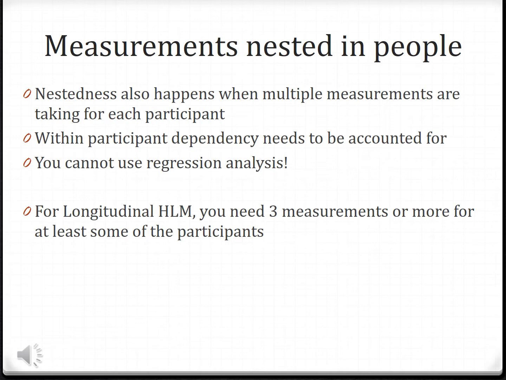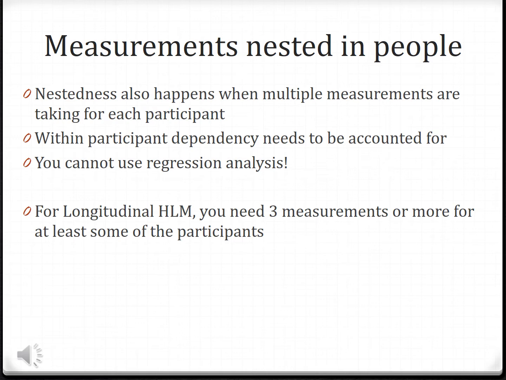If we look at people's any kind of habits, there's a large relationship between what people did yesterday and what they're going to do tomorrow and even a month from now, because we're habitual creatures. So if you have multiple measures on a person, unless you only have pre and post, you cannot run a regression analysis. So for longitudinal HLM, what we need is at least 3 measurements or more for at least some of the participants. And I mean exactly what I'm saying.